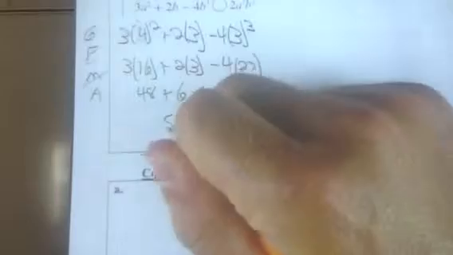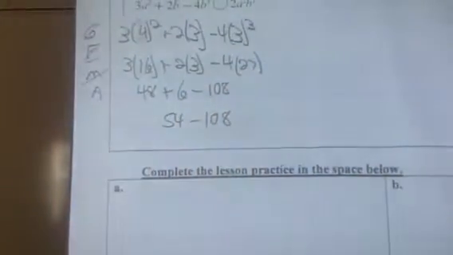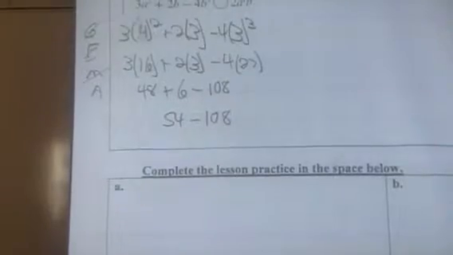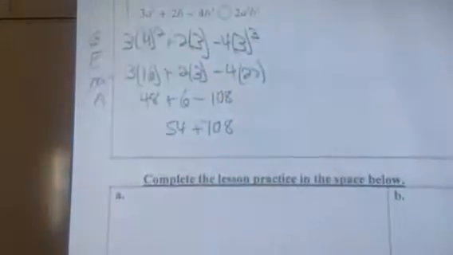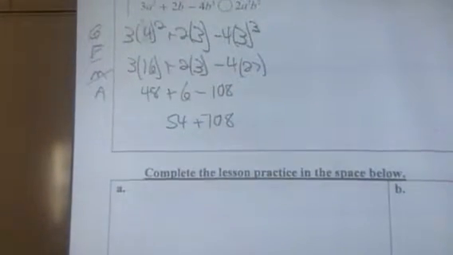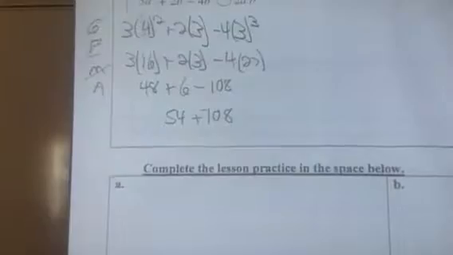I've done all my multiplication, so now I've just got to add and subtract left to right. 48 plus 6 gives me 54, minus 108. So I've got 54 minus 108. Now I change this subtraction to addition, and I change the sign of the second term. Same signs, add and keep; different signs, subtract. Take the sign of the higher number, then you'll be exact. So these signs are different.